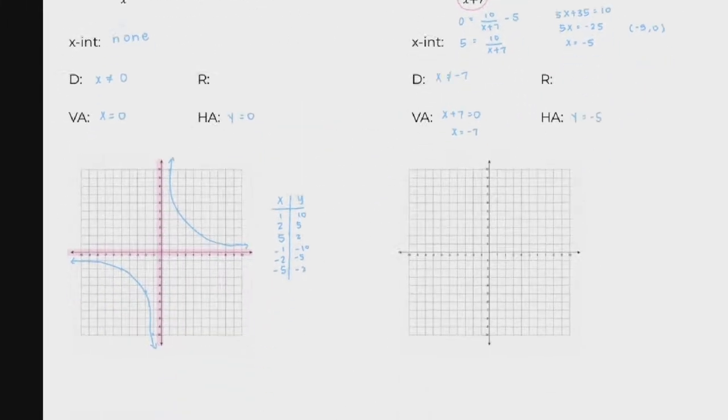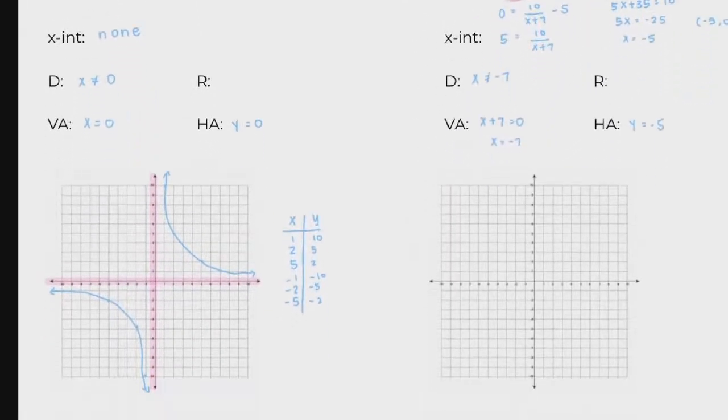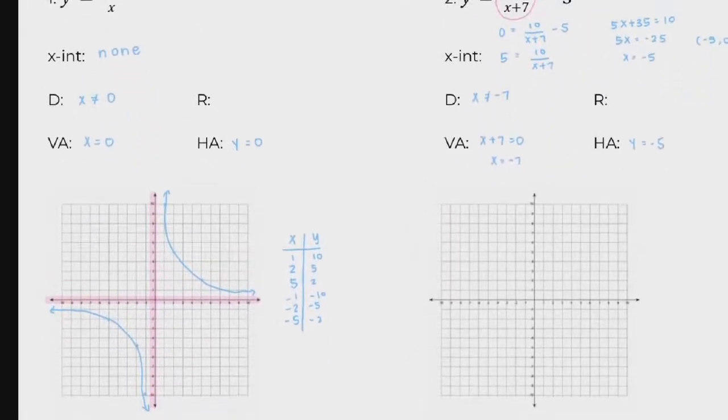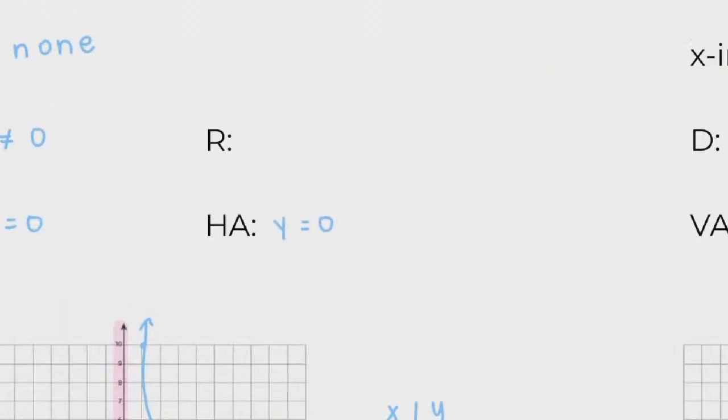Oh, sorry, I forgot to do the range for this one. If we look at the graph, y could be any value except 0. So the range is going to be that y can't equal 0.